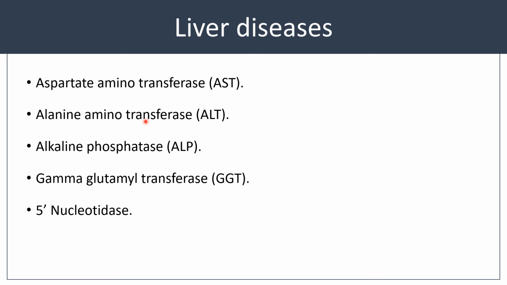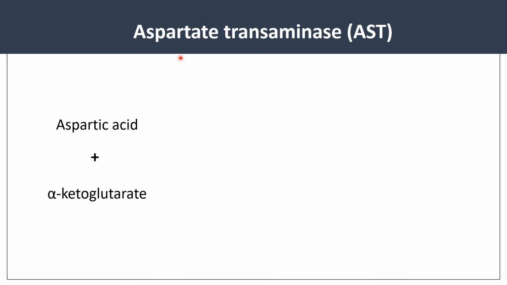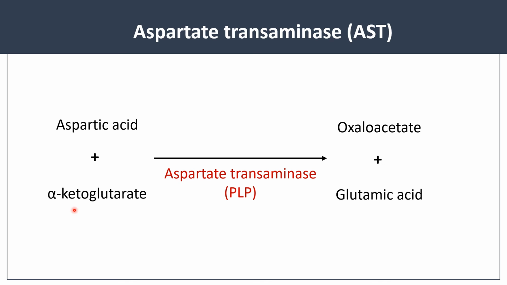Let's see them one by one. We are going to start with aspartate transaminase. We have already discussed this aspartate transaminase. As the name suggests, it is going to transfer the amino group from aspartate to alpha ketoglutarate. So aspartate will become oxaloacetate, and once the amino group is obtained, the alpha ketoglutarate will become glutamic acid.